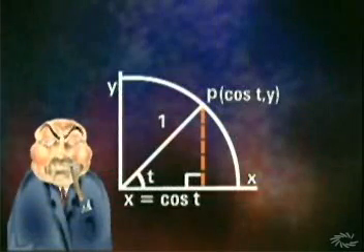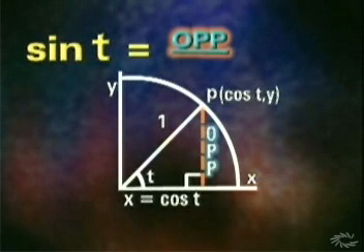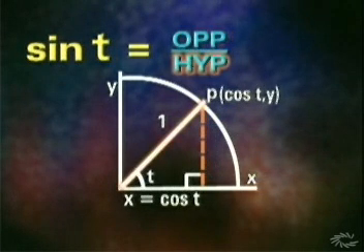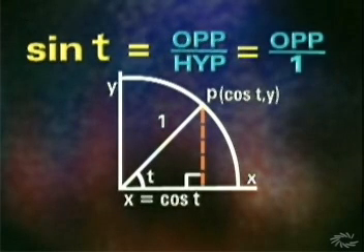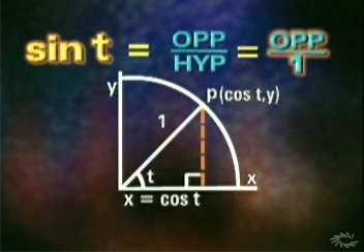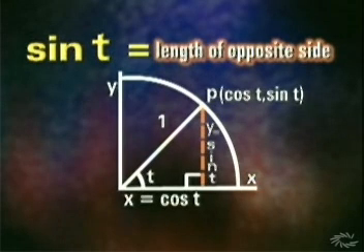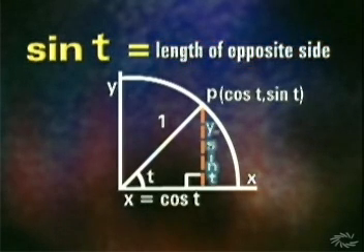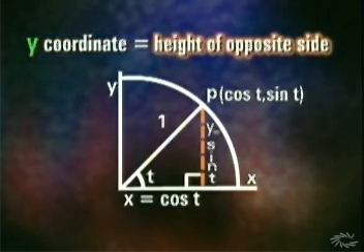Now we're going to do the same thing for the y-coordinate. Now think back to the sine of an angle. Remember that the sine of t equals the opposite side over the hypotenuse. We know the hypotenuse is 1, so we stick this amount into the bottom of our fraction. The sine of t equals the opposite side over 1. So the sine of t is equal to the length of the opposite side of the right triangle. So the sine of t, or the opposite side, is our y-coordinate. That's because the y-coordinate represents the height of the opposite side.